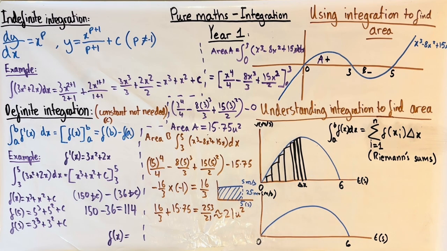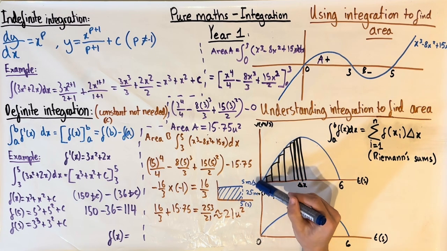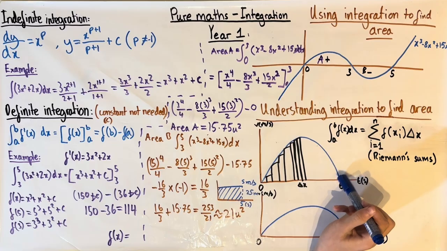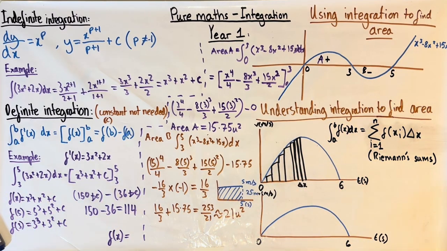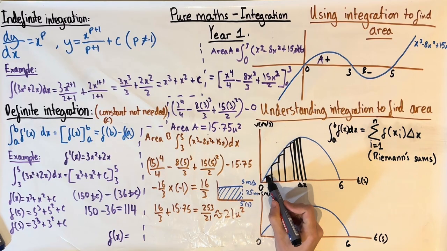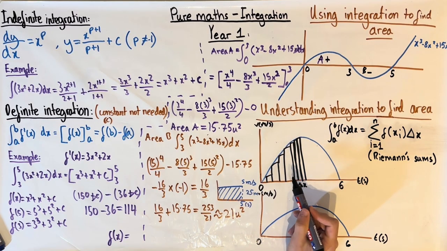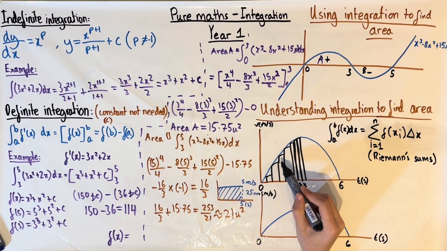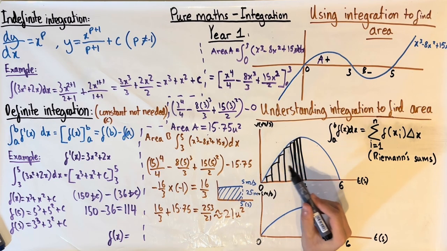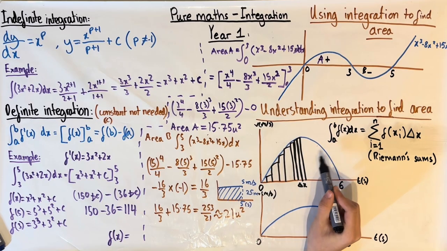Now it gets a little more complex when we're dealing with a curved area like this. At GCSE, we may have looked at a method where we instead try and approximate the area. We may have used the trapezium rule, and this would have given us an approximate area under the graph.